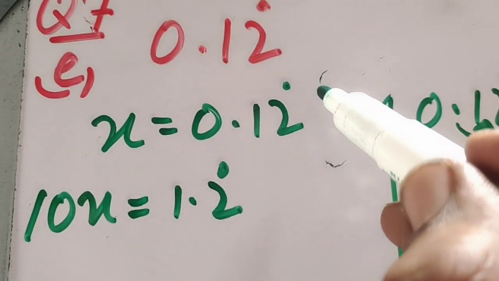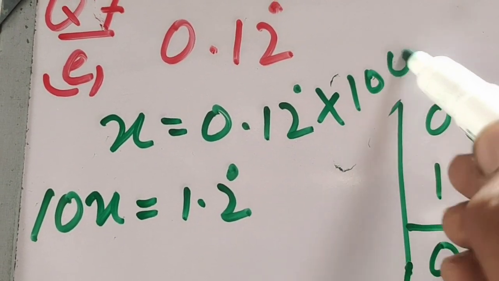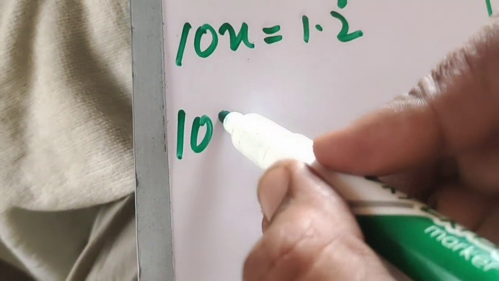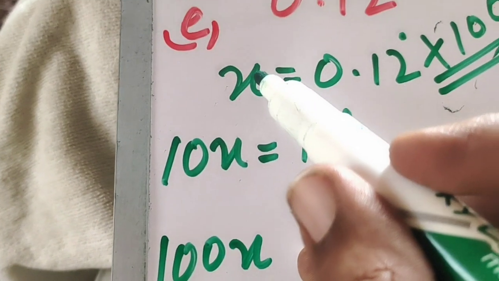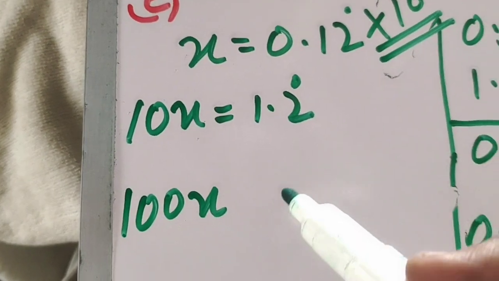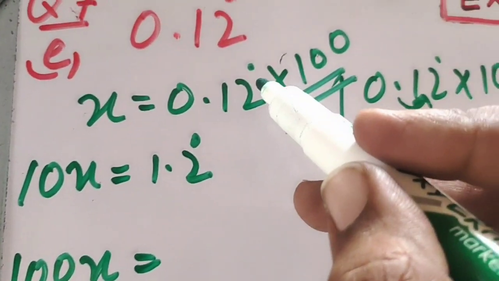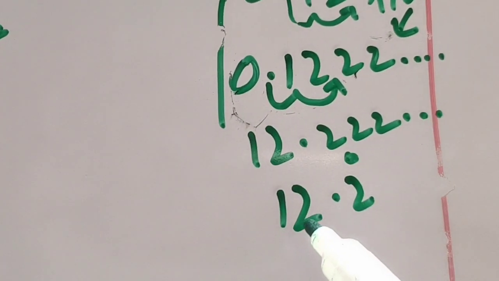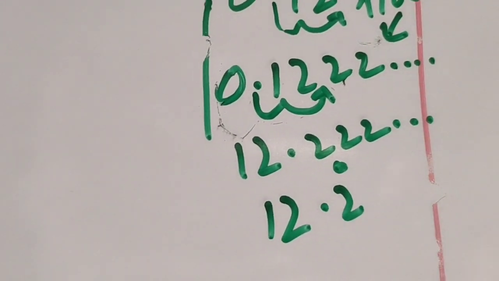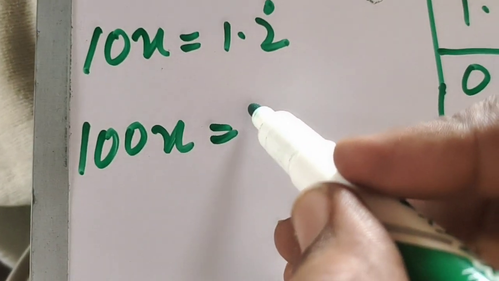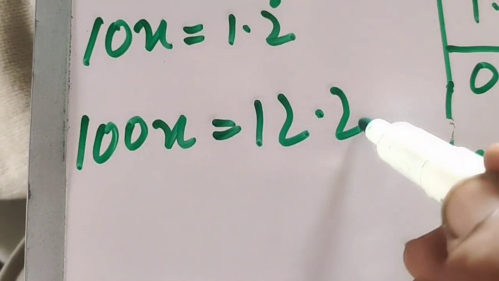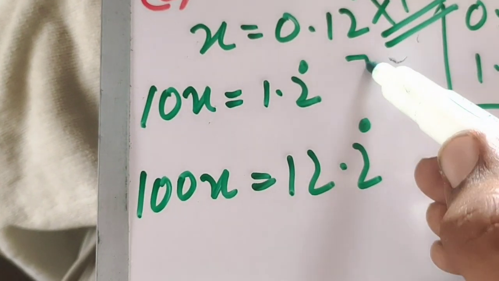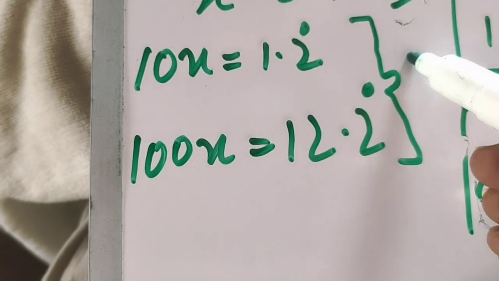So now we are multiplying our equation by 100. This will become 100x. When we multiply x by 100, it becomes 100x, and when we multiply 0.12 dot by 100, the answer will be 12.2 dot. Now students, we are going to subtract these two equations.